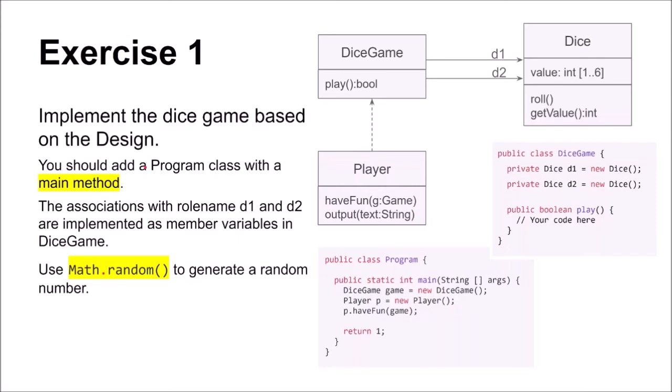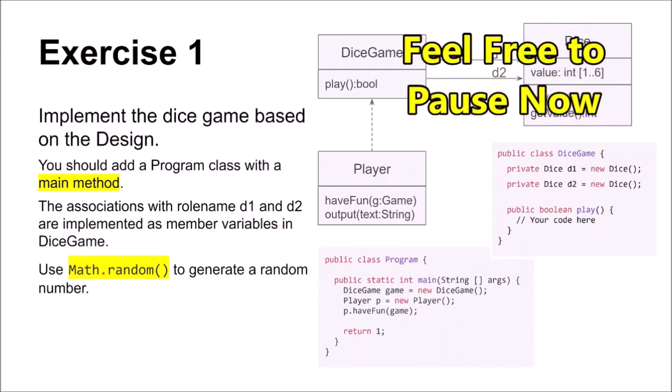You should have the program class with the main method. The associations that we saw, these arrows here, are called associations with the role names D1 and D2. They are simply implemented as member variables in the dice game. So in our dice game class, we have two member variables here called D1 and D2 of type dice. And finally, we can use Math.random to generate a random number in the dices when we roll them.